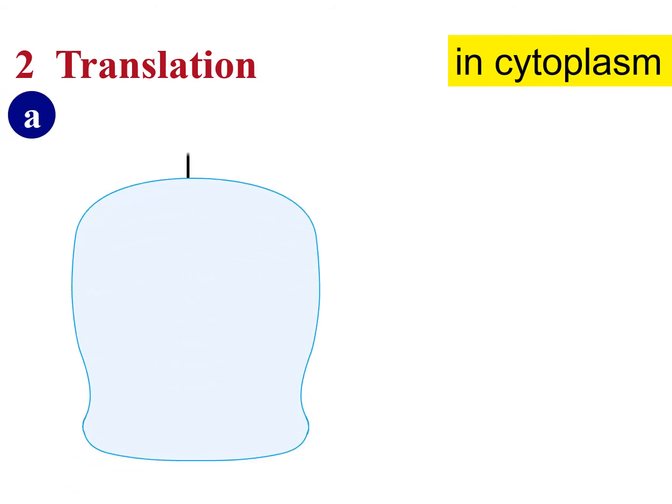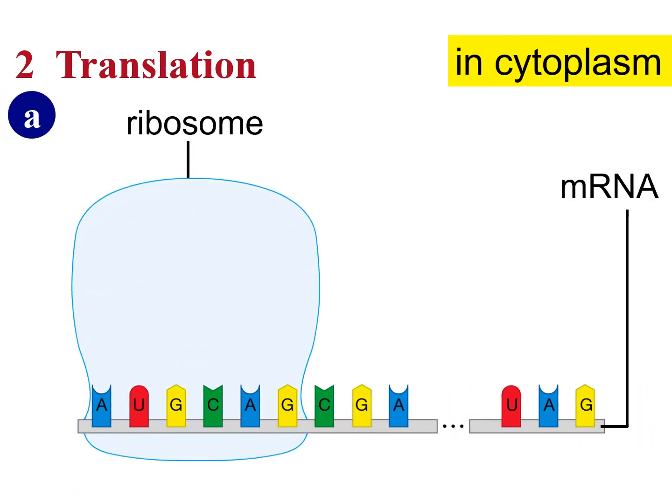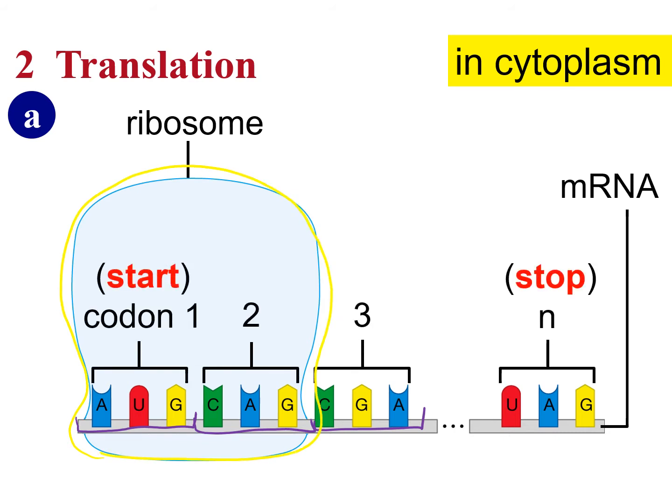After the production of messenger RNA, mRNA, in the nucleus, the mRNA carrying the codons is going to move to the cytoplasm and join with the ribosome, with the start codon joining the ribosome first as the starting point.